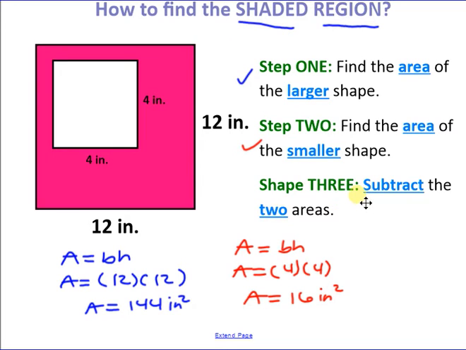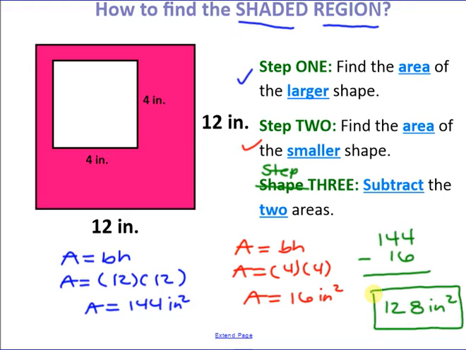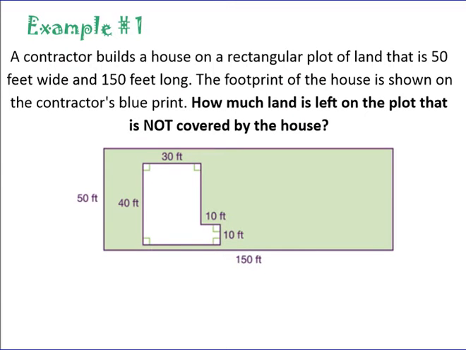Now for step 3, oops, that says shape 3. Let's do step 3. We're going to subtract the two areas. So we're going to do 144 minus 16. And when we do 144 minus 16, we get 128 inches squared. And that gives us the area of just the shaded pink region. Okay? Now, you're not going to have to do that in all area word problems, but it's sometimes going to be necessary. So let's look at example 1.